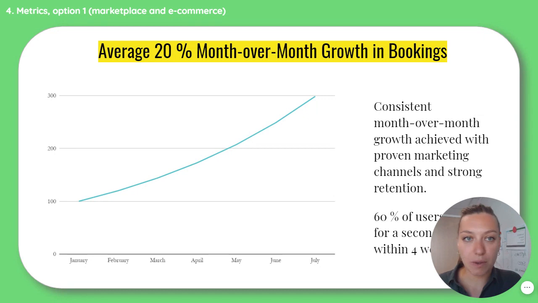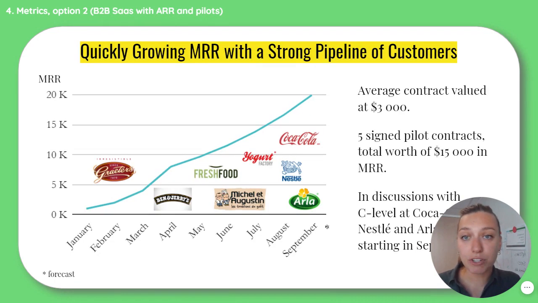So here's an example for a marketplace or e-commerce. Here you find an example for a B2B SaaS. So here it's like enterprise sales, so we can show the logos of the companies that we sign with. And it's great also to show the forecast if you have already signed contracts that are going to come into effect in a couple of months. So you want to show that.